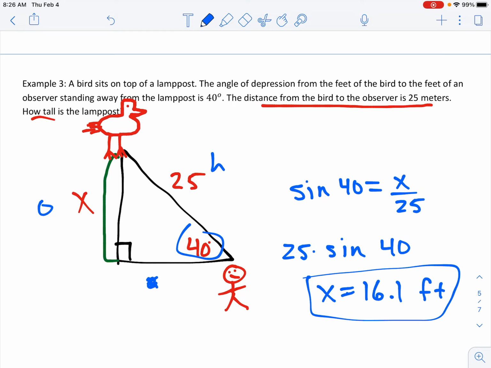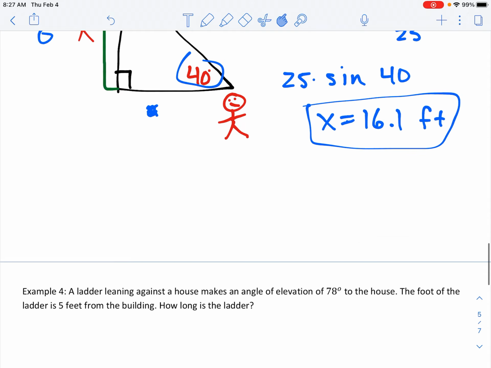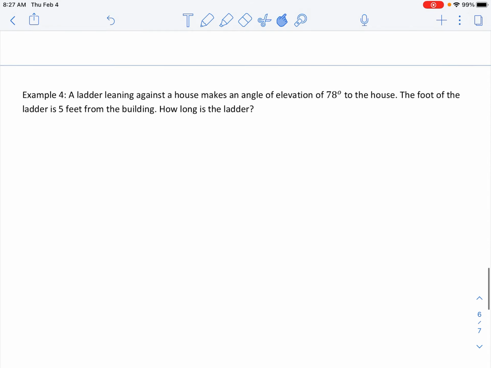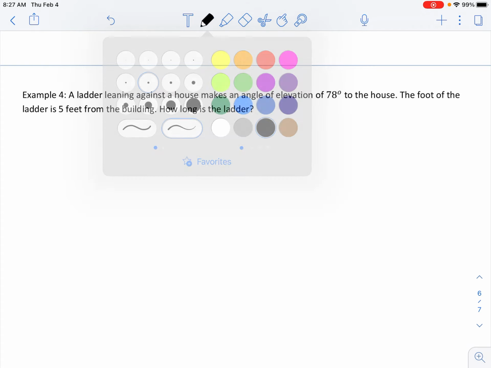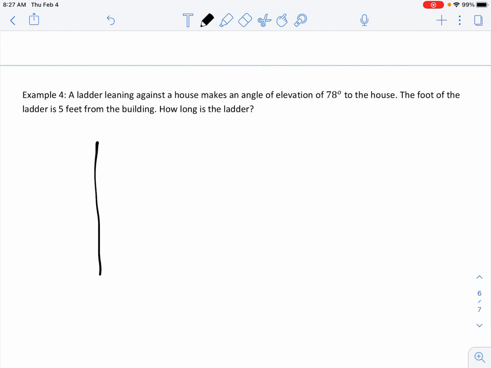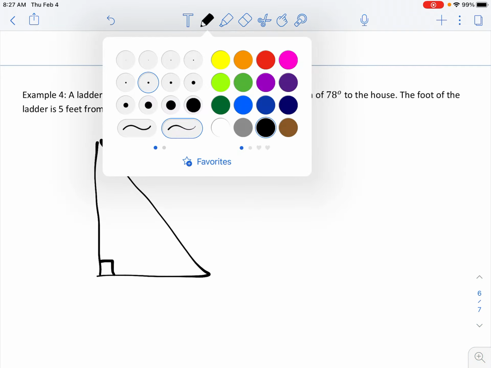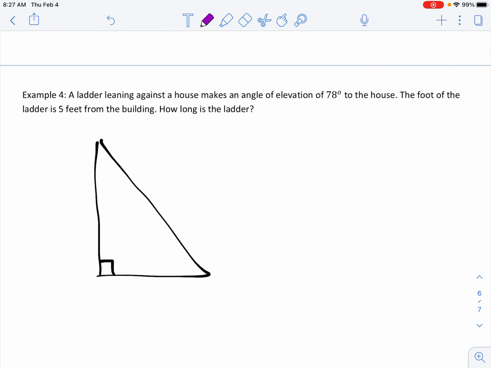All right, so here's a little different case. We were solving for a missing side this time. Let's go ahead and do one more example, and then we'll go ahead and get into some practice. Example 4. We've got a word problem, and we're going to be solving using a right triangle.